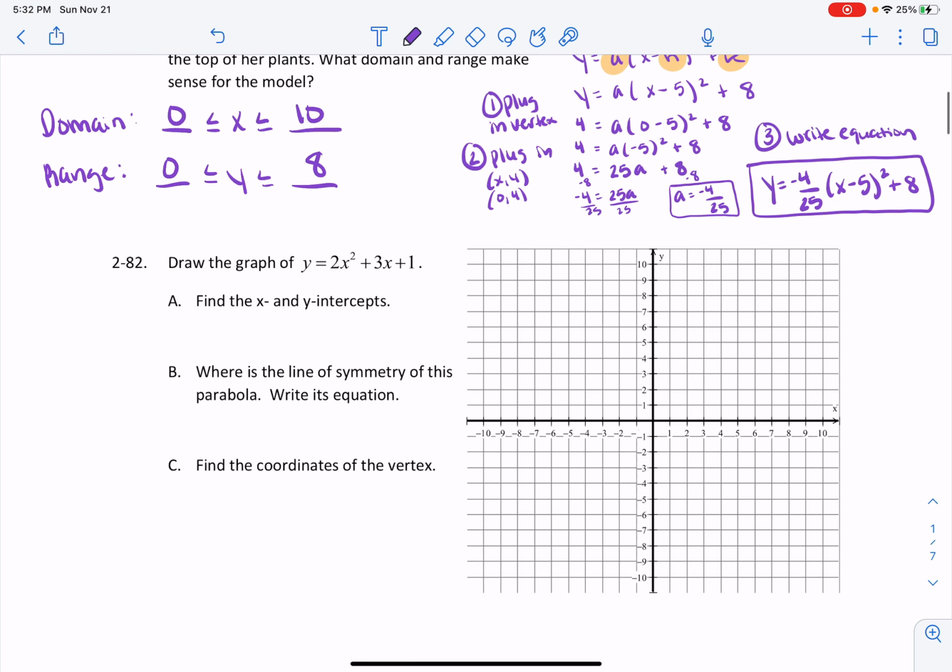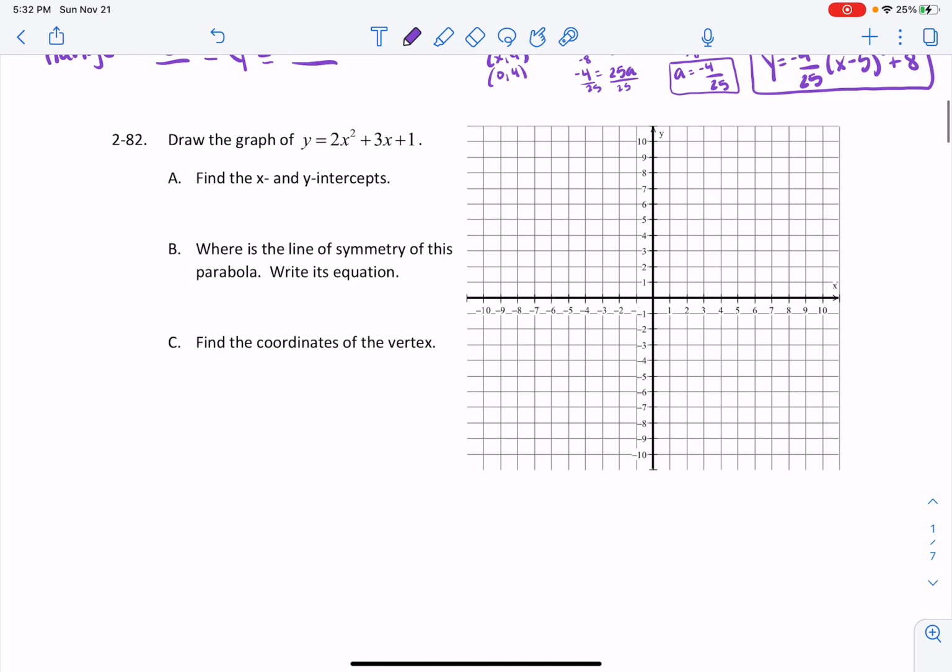Okay, so 2-82 says draw the graph of y equals 2x squared plus 3x plus 1. Find the x and y intercepts. Where is the line of symmetry of this parabola, and write its equation, and then find the coordinates of the vertex. So this is really not that difficult to plug into Desmos and type out, but I'll show you how to do some of this by hand.